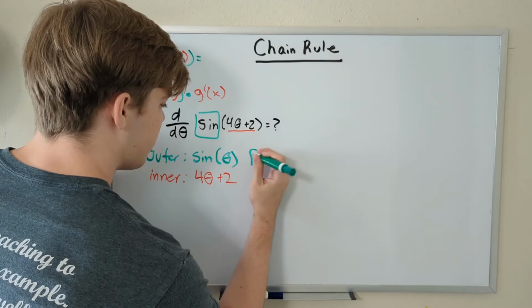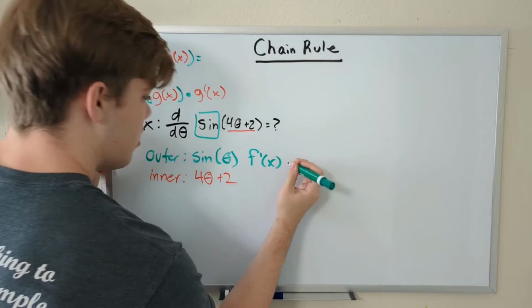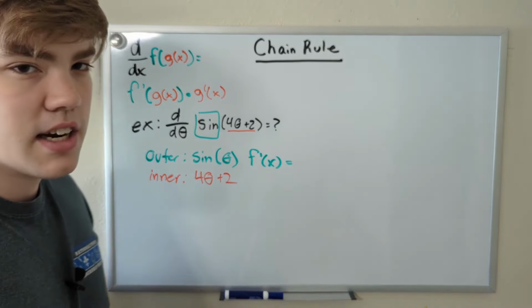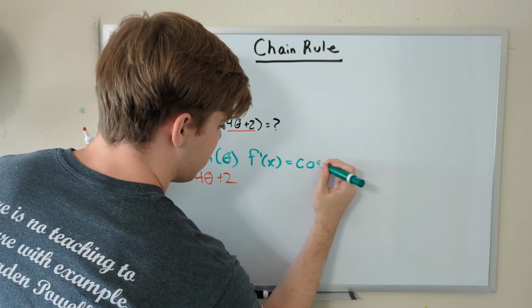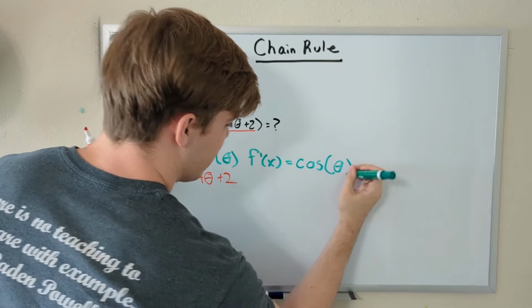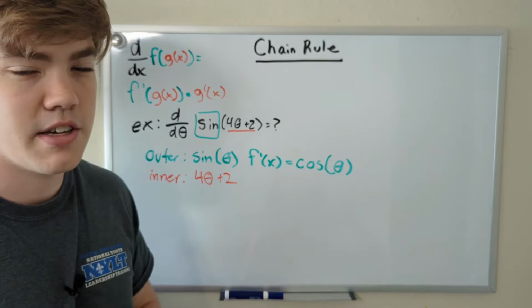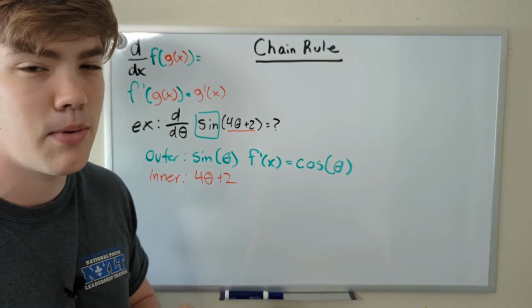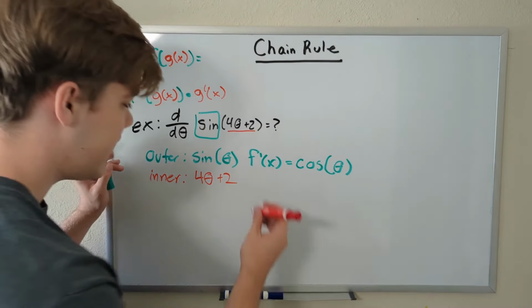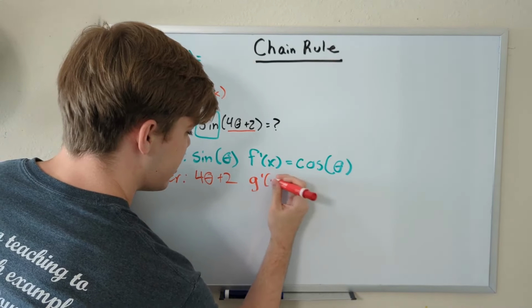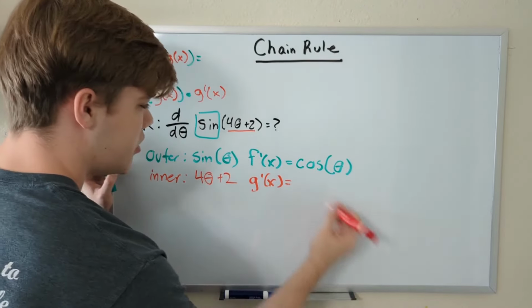This, of course, being f prime of x. The derivative of sine of theta is cosine of theta. That is one of the derivatives you really should memorize. It's a very simple one, of course, but you absolutely need to know this one. It's very important because it comes up a lot. And g prime of x, aka the derivative of the inner function, is equal to 4.